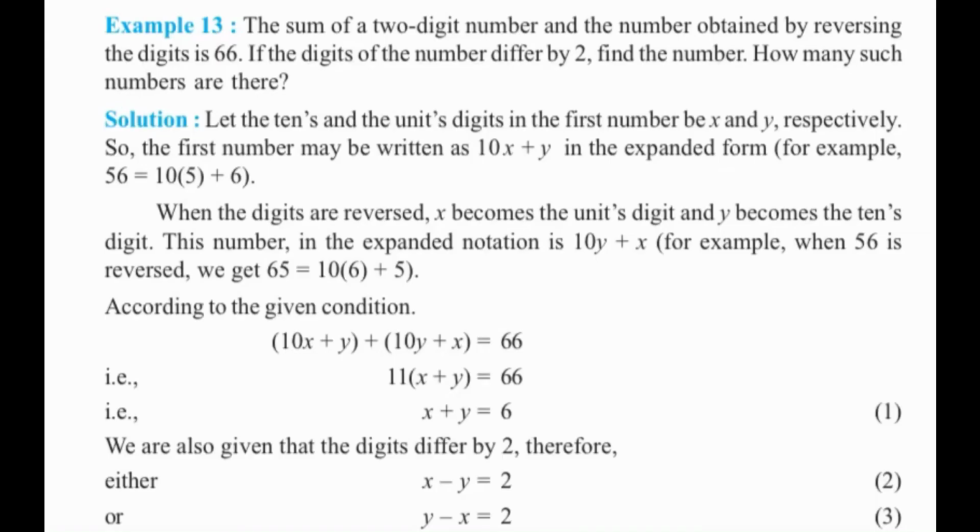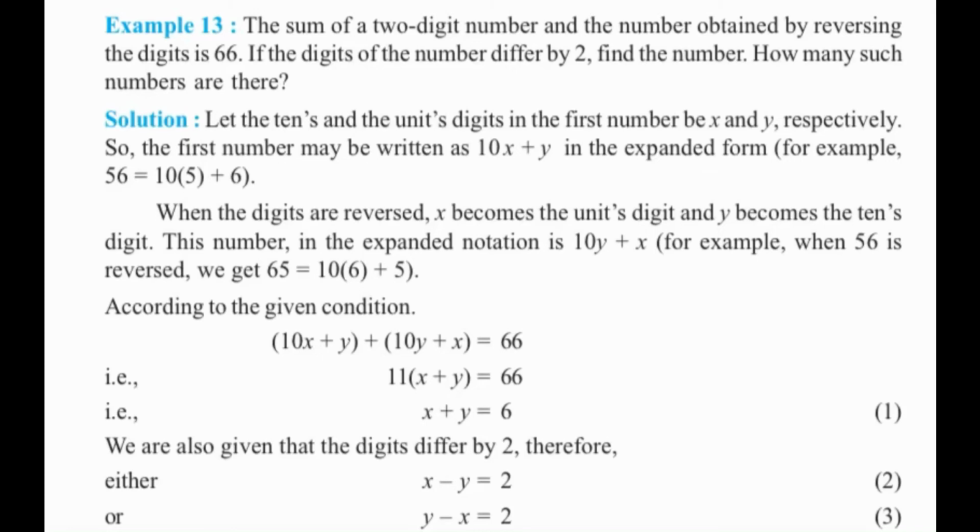Next is example 13. The sum of a two-digit number and the number obtained by reversing the digits is 66. If the digits of the number differ by 2, find the number. How many such numbers are there? So students, here the sum of a two-digit number and the number obtained by reversing the digits is 66 and the digits are differing by 2. We have to find the number.